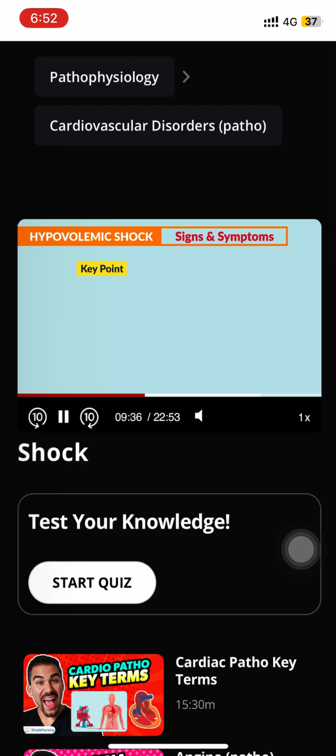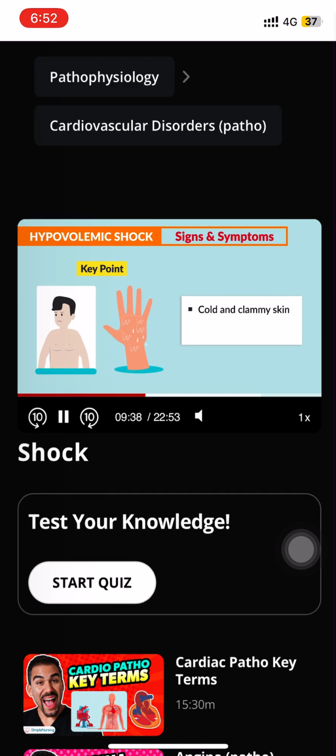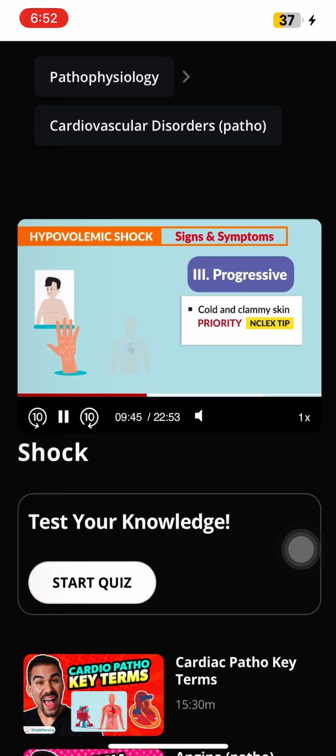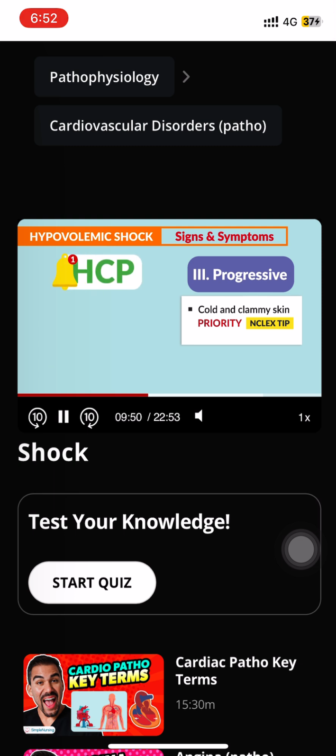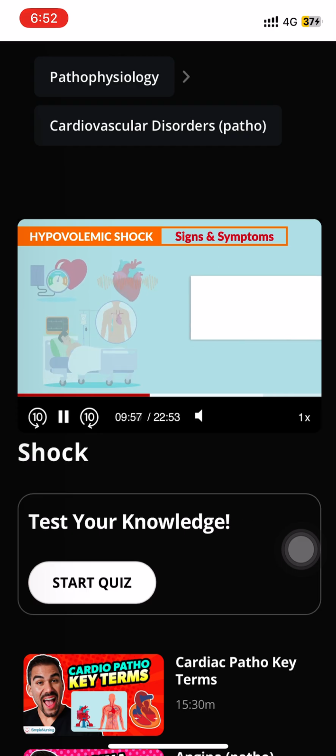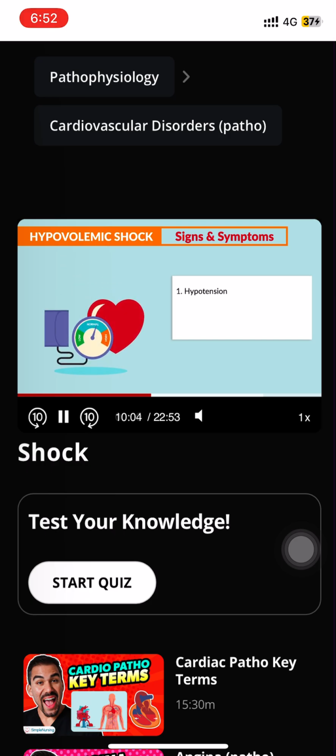So the key point to write down is cold, clammy skin. This is priority. Huge NCLEX tip. As mentioned before, this is seen in the progressive stage and is indicating that the client is getting worse. So you must notify the healthcare provider immediately and get some IV normal saline started quickly. So the top 3 signs to know that are classic indications of hypovolemic shock is number 1, hypotension. Just like with any shock, we see severely low blood pressure, less than 80 systolic.